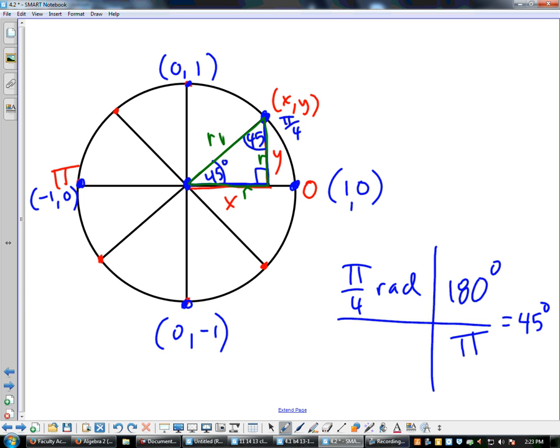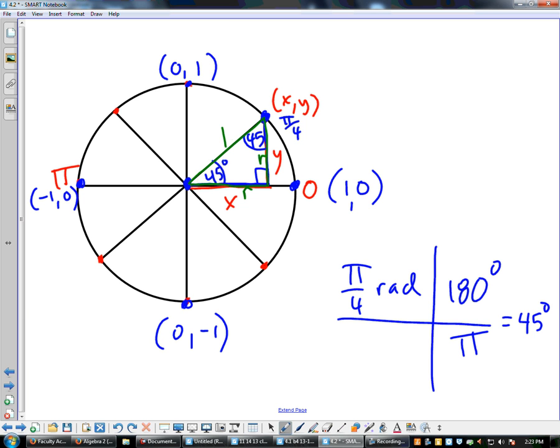And this would be r squared root of 2. Agreed? But our r squared root of 2 is the only side length that we know right now. What is the length of this side? 1. Why is it 1? Because it's a unit circle. So that means that r radical 2, this is actually equal to 1.